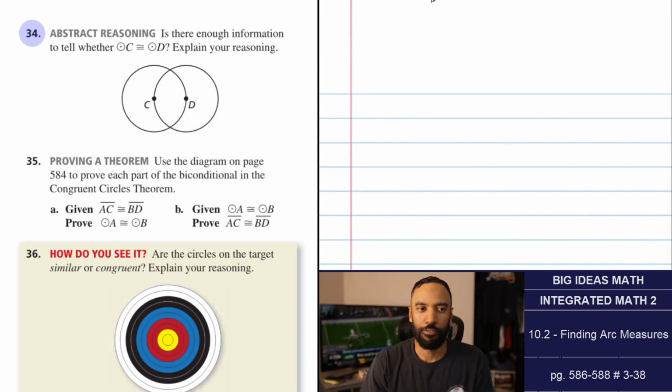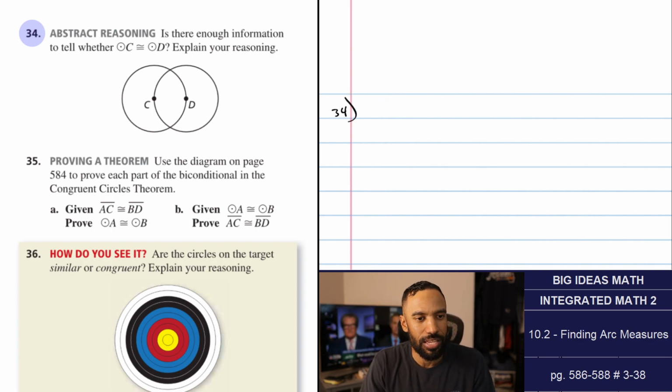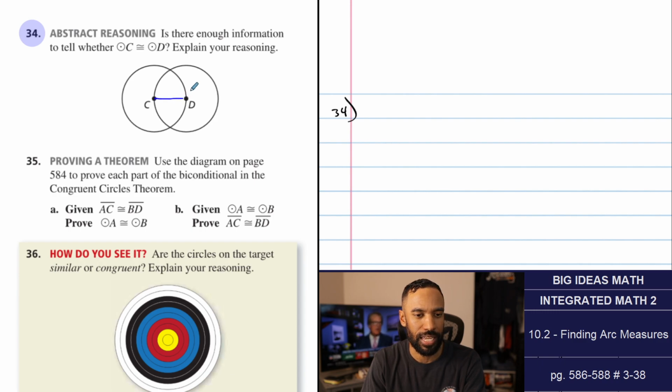All right, number 34, abstract reasoning. Is there enough information to tell whether circle C is congruent to circle D? Explain your reasoning. Well, check this out. C's circle is right here, and a circle is defined as the points that are equidistant from the center. That means all these are the same distance away and all equal, and those are called the radius. That includes this one from C to D.